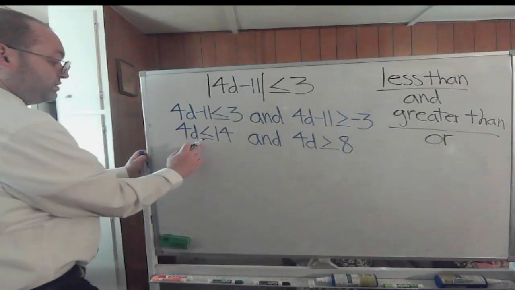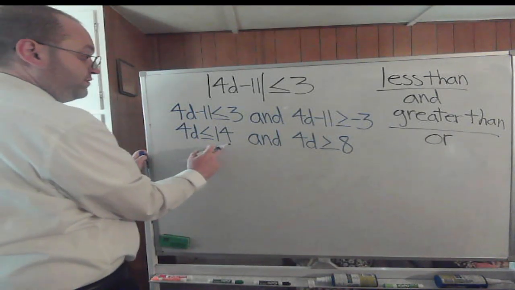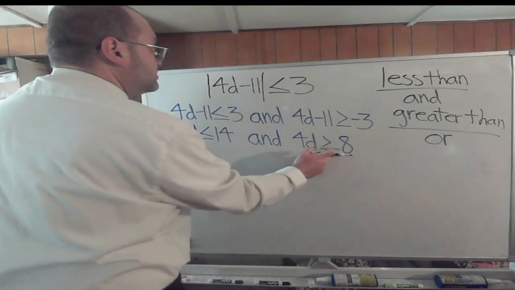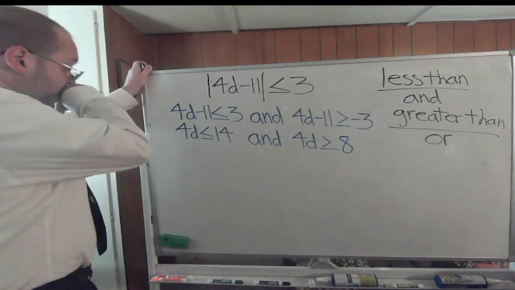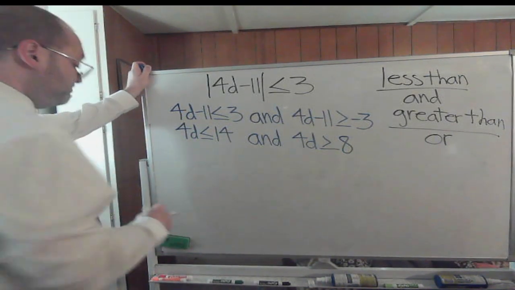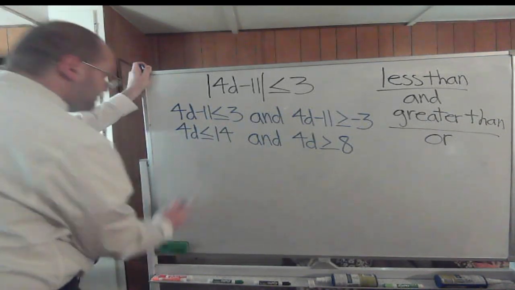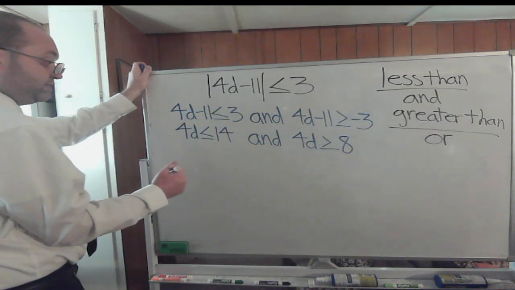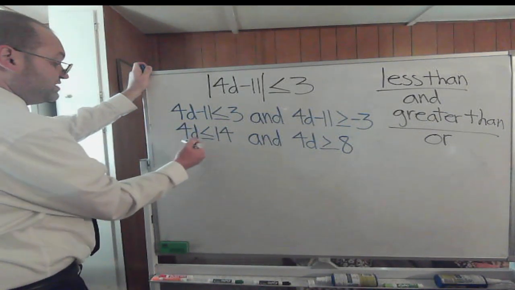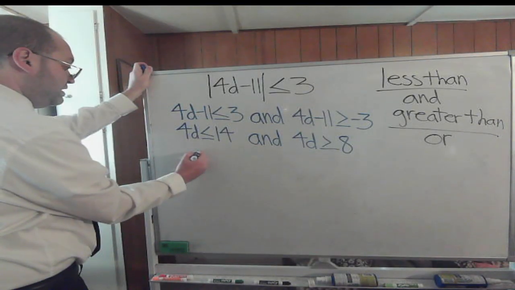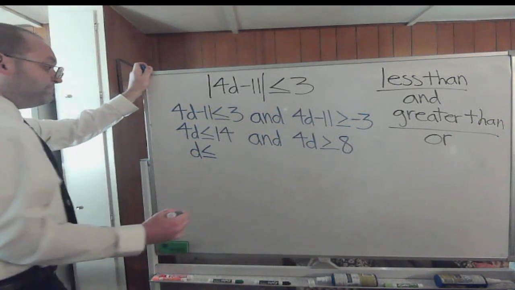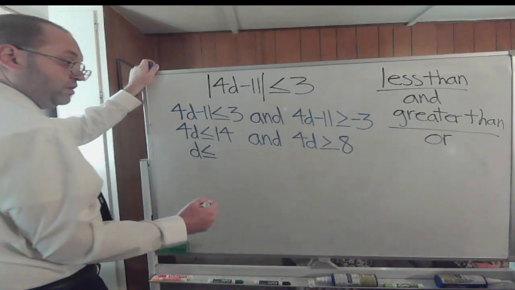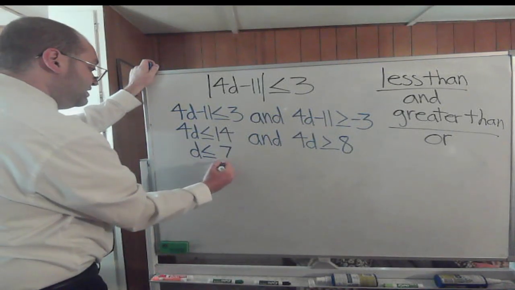Alright, so we have 4D is less than or equal to 14, and 4D is greater than or equal to 8. Now for this part, the 4D is less than or equal to 14. Just divide both sides by 4. You'll end up getting D is less than or equal to 14 over 4, which reduces to 7 halves.